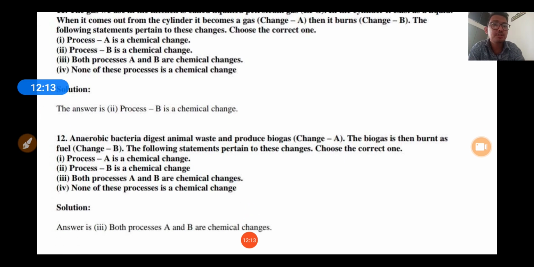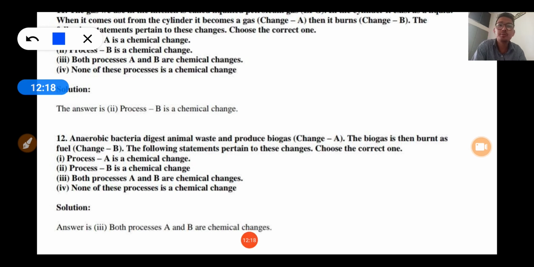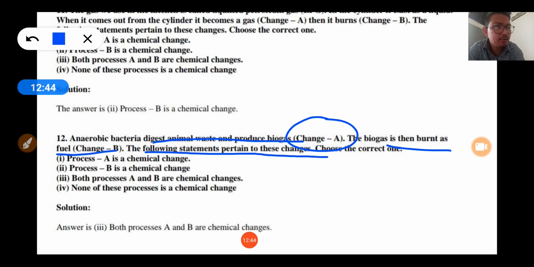Now let's discuss the last question, question number 12. Anaerobic bacteria means bacteria which do not require oxygen for respiration. So anaerobic bacteria digest animal waste and produce biogas. Let's call it change A, and biogas is then burnt as fuel. Let's call it change B. Now choose the correct statement pertaining to these changes.